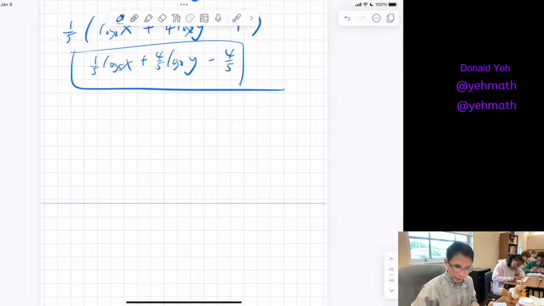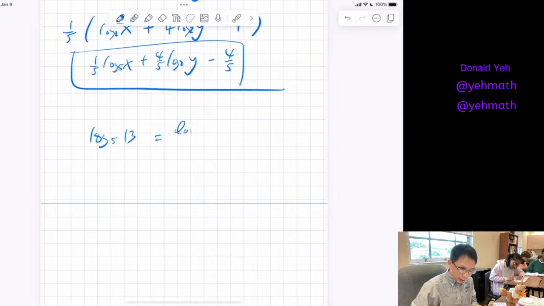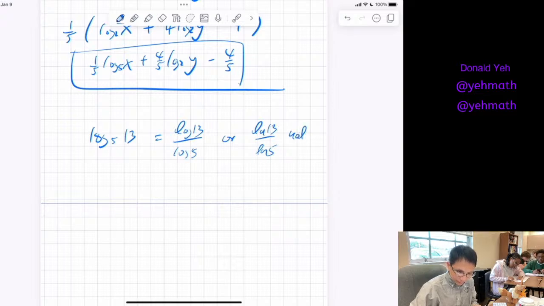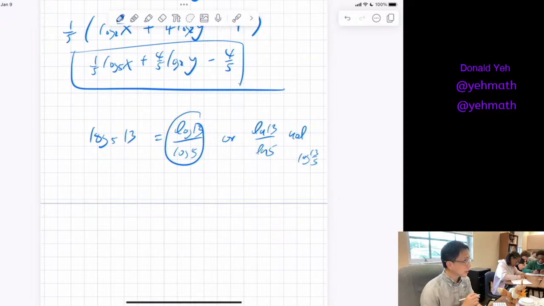Last few questions I want to go over, because that's a change of base equation. You can use a calculator. Now remember, this is log of 13 over log of 5, or natural log of 13 over natural log of 5, but not log of 13 over 5. They are completely different things. So you can type in the calculator log 13 divided by log 5, and that's your answer. Because that's called changing base. The big one divided by the small one.